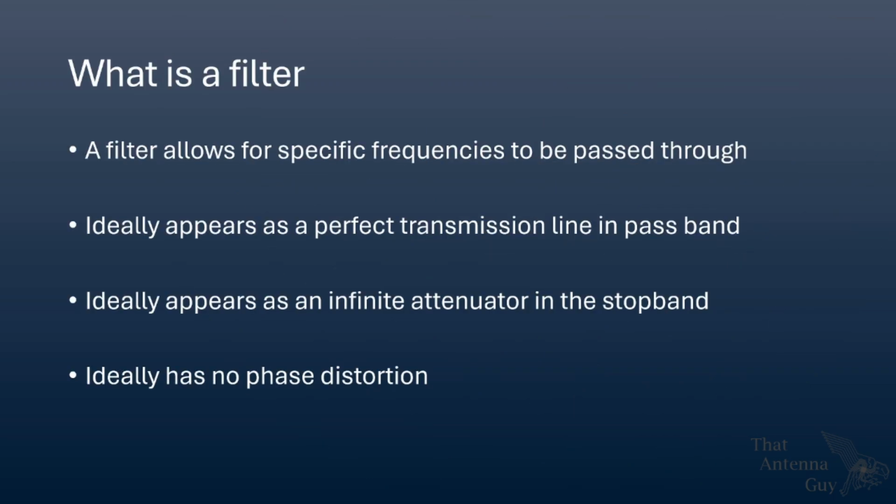So what is a filter? A filter allows for specific frequencies to be passed through while stopping other ones. Ideally, it would appear as a perfect transmission line in the pass band, letting all signal through, and ideally it would also appear as an infinite attenuator in the stop band, getting rid of all unwanted signals, and then at the same time have no phase distortion, meaning that all different frequencies are affected the same in its phase delay.